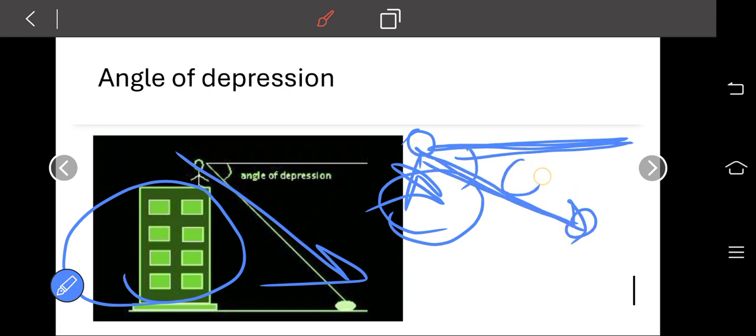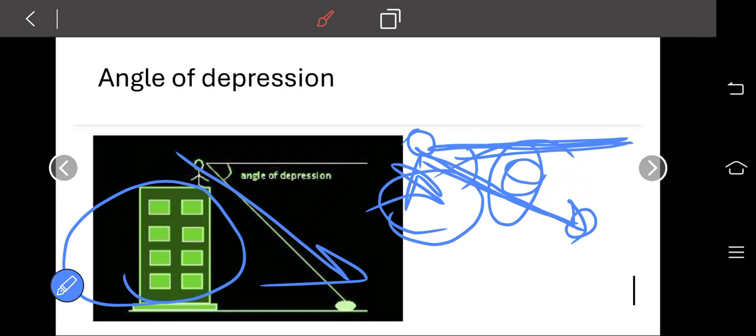This angle is called theta. From the eyesight, when you look down to the object, that forms an angle theta. Angle of elevation is nothing but above your eyesight. Depression is below your eyesight. So this is the angle of depression and angle of elevation.